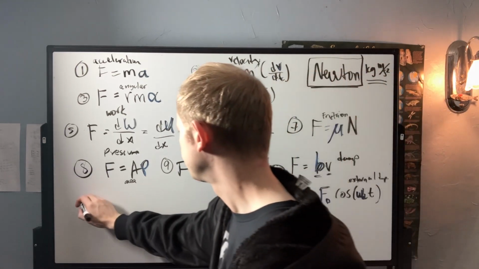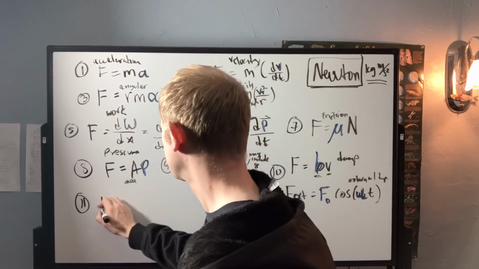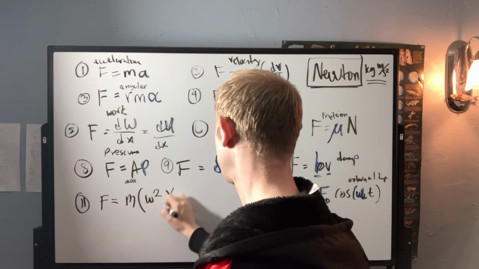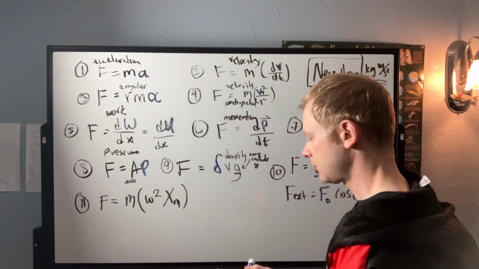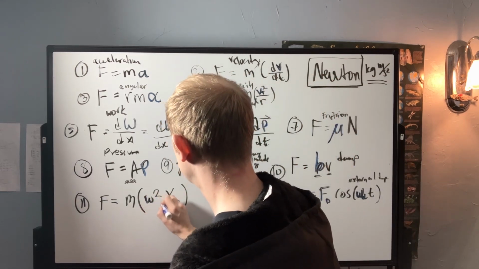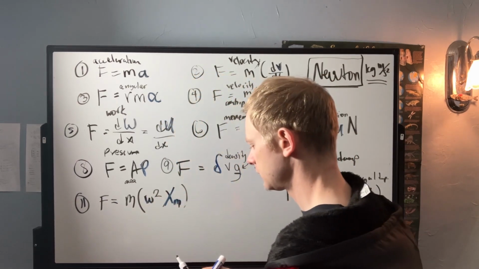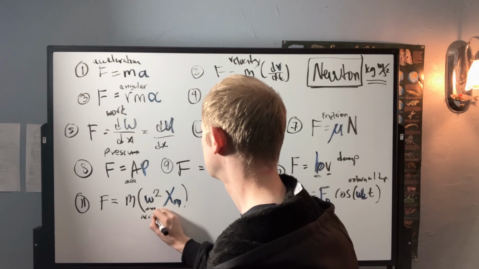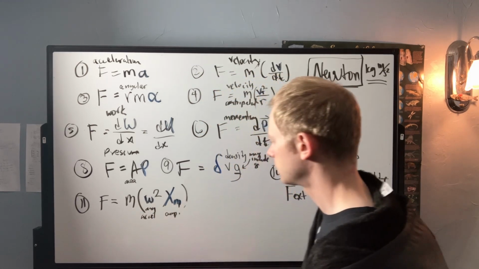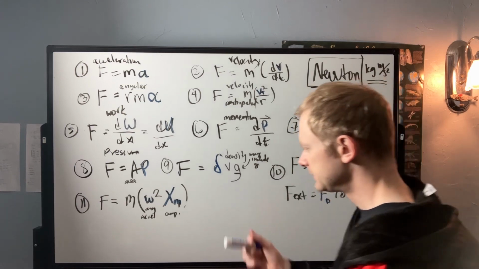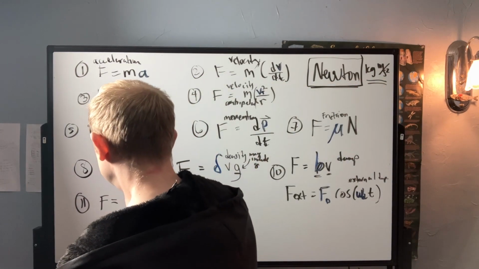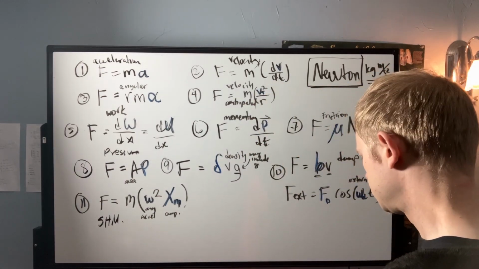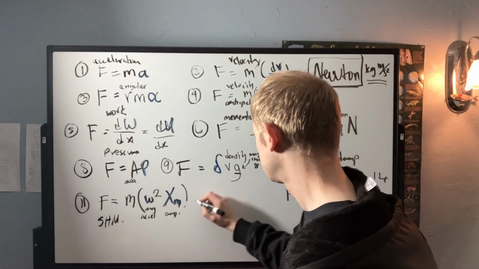And we also have the equation for simple harmonic motion. That would be mw squared x. This would be like the omega here. This is the amplitude. So angular acceleration, or amplitude, right there. And this is for simple harmonic motion. So that's another force.